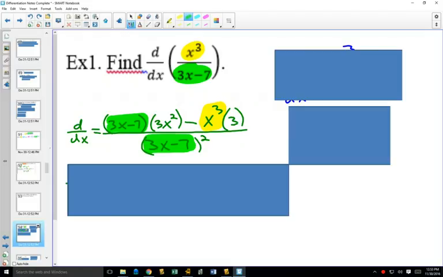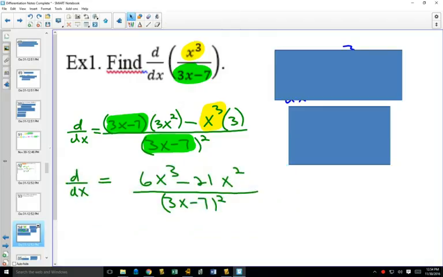Do you have to simplify these ones? Usually not, although they are a favorite when they have "show that" questions. So this one might say, could you show that this is equal to this? And that wouldn't be hard, because all you'd have to do is multiply out the top, because the bottom's already the same.